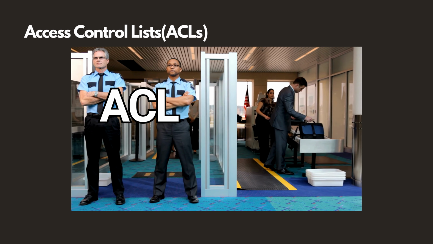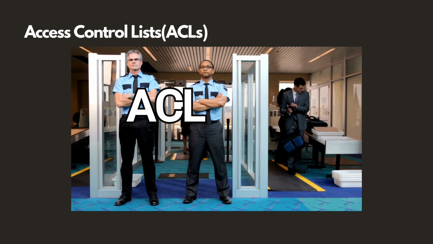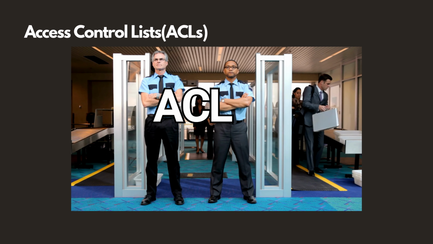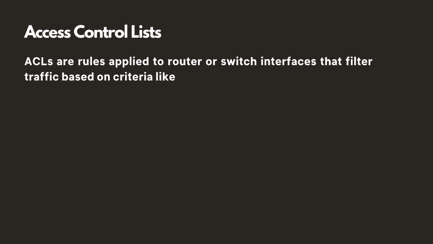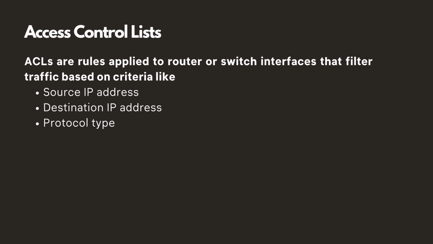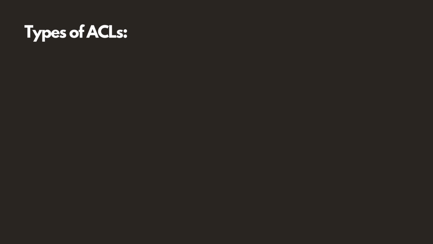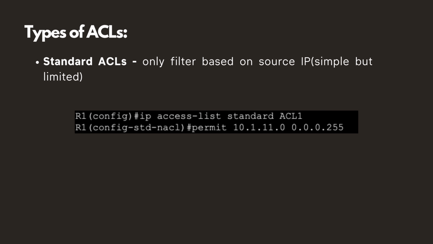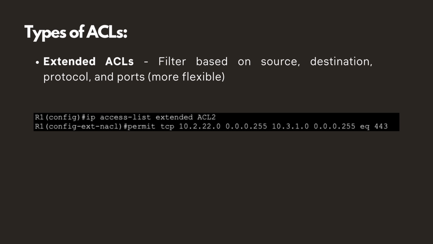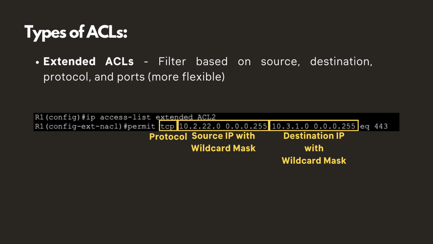Think of ACLs as the security guards of your network. They decide who gets in and who stays out. ACLs are rules applied to router or switch interfaces that filter traffic based on criteria like source IP address, destination IP address, protocol type, port numbers. There are two types of ACLs. First is standard ACLs, which only filter based on source IP address. Another one is extended ACLs, which filter based on source, destination, protocol, and ports.